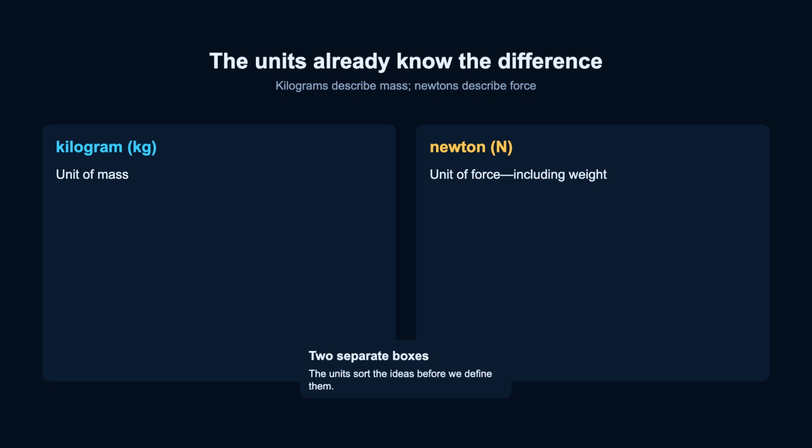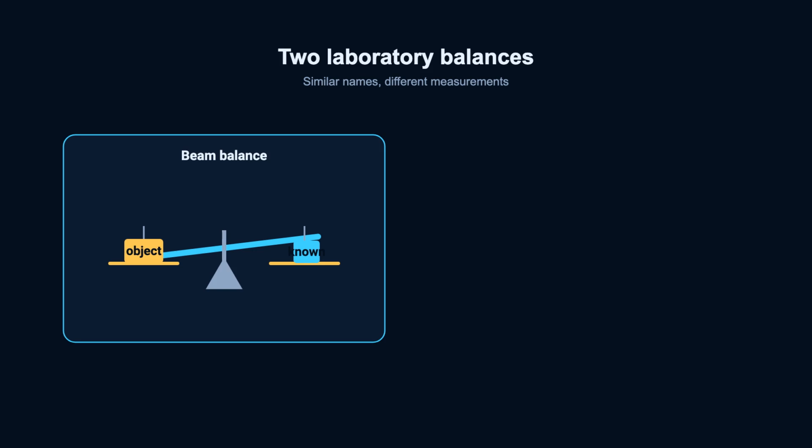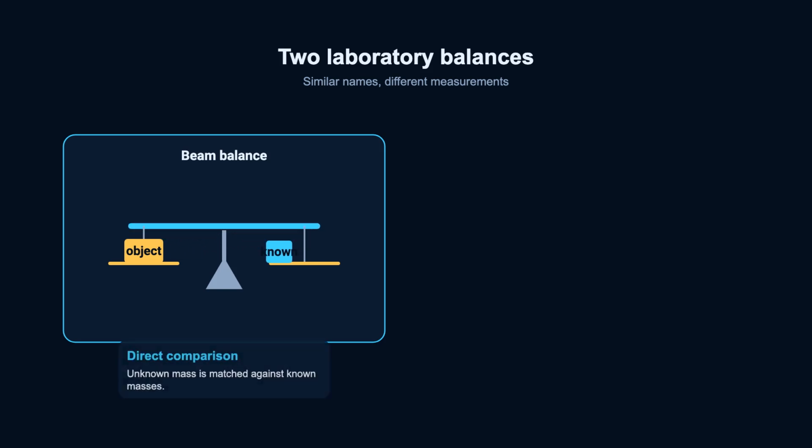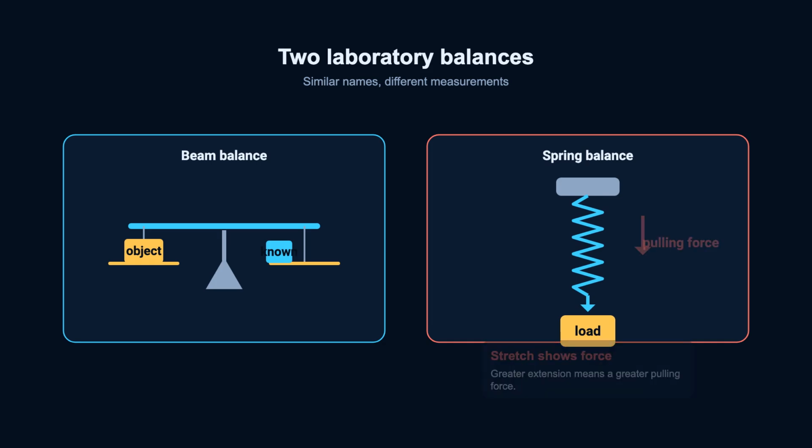Consider two instruments you might have seen in a lab. A beam balance has a pan on each side, and you slide reference masses until the beam sits level. It's directly comparing how much matter is in the object against how much matter is in the known masses. A spring balance, by contrast, has a hook and a spring that stretches. The more the spring stretches, the greater the pulling force acting on whatever hangs from it.